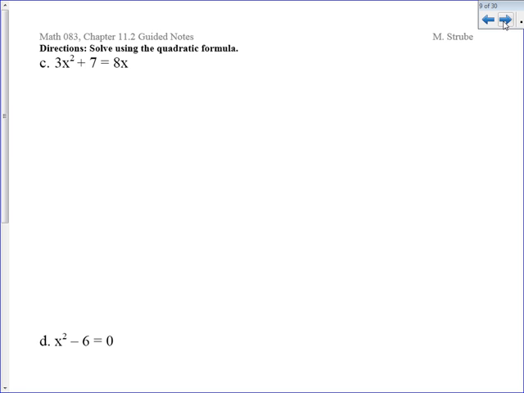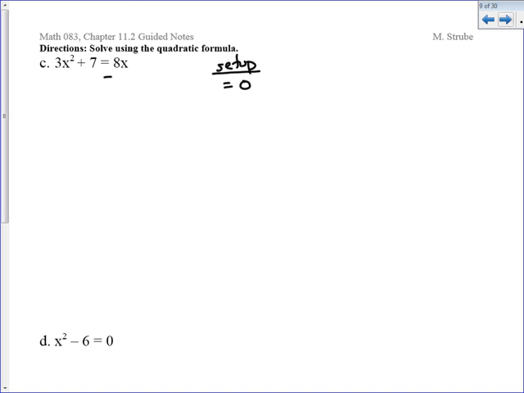All right, C: 3x squared plus 7 equals 8x. The directions say solve using the quadratic formula, which means you have to use the quadratic formula. There's only one thing to set up here: it's got to be equal to 0. That's your only setup for the quadratic formula. Well, my problem's not equal to 0. My problem's equal to 8x. So I've got to fix it. How could I get this equal to 0?